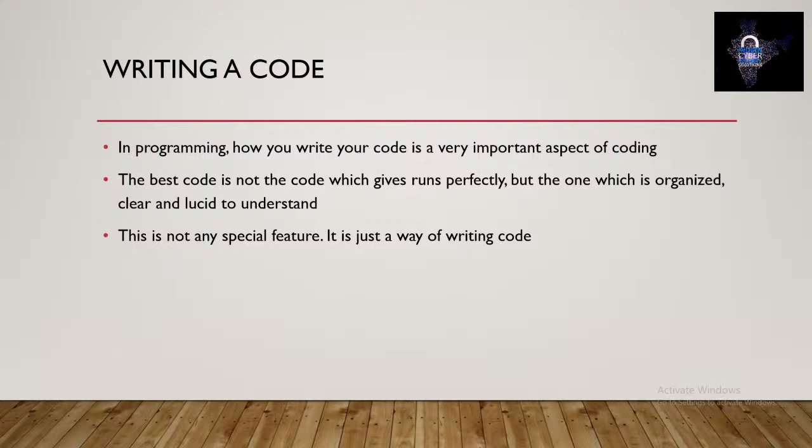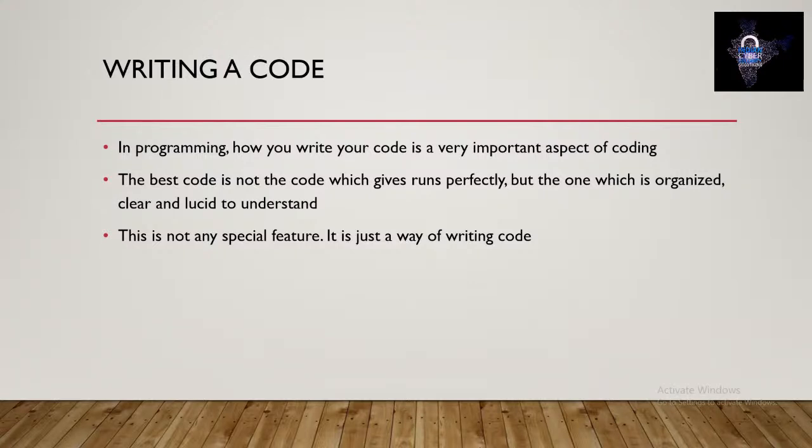So if I and 3 other people are working on the same project, say we are making an application, 4 of us are writing code. But somebody might write it in 50 lines, somebody in 100 lines, somebody in 200 lines, and likewise. Everybody's code is going to run in the end.